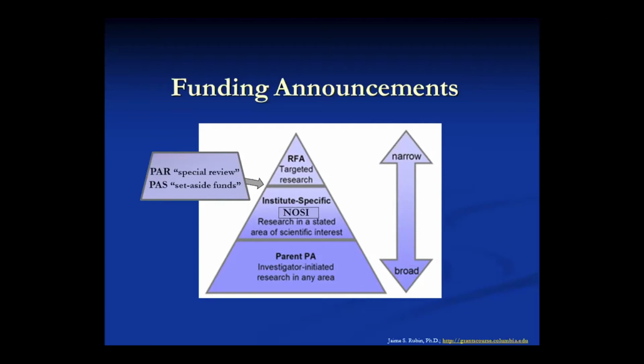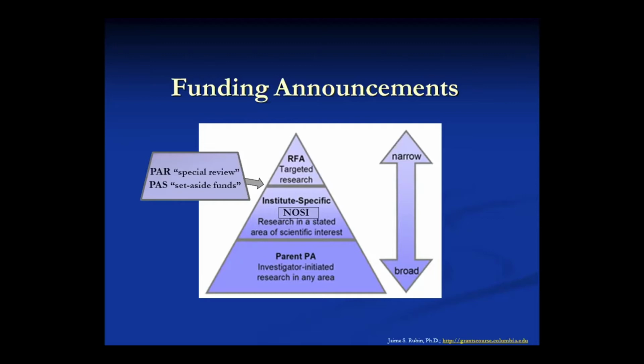Moving up the pyramid, NIH has now started to issue what they call NOSIs, or Notices of Special Interest, where they are now talking about specific areas of research that they want to fund with the R01 mechanism or the R03 mechanism. We're interested in, I don't know, maternal health, any topic that you can think of. They would then issue a notice of special interest that they're interested in funding using one of their different funding mechanisms.